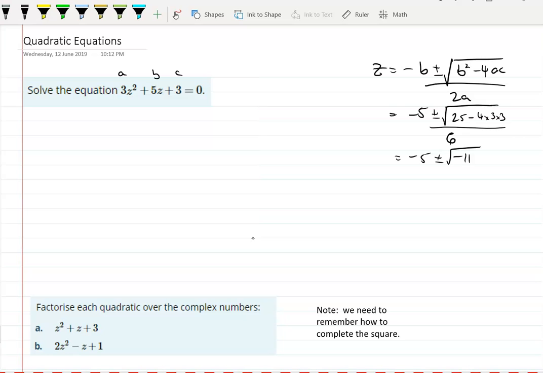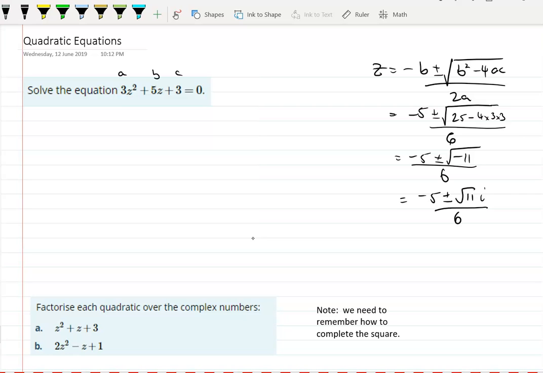Just make sure I've got that right. 25 minus 36, yep. Okay, all divided by 6. Okay, and so that's going to be negative 5 plus or minus square root of 11i over 6. And that's my roots. And that's how you can solve it. And it's as simple as that. And we can actually find the roots then.